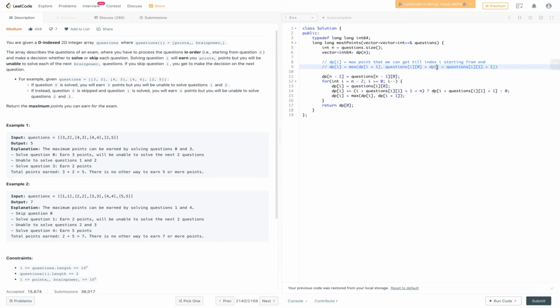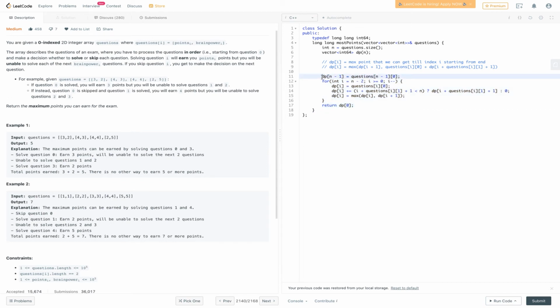Okay, we are not considering any index between I and questions I[1] plus 1 plus I, because we cannot attempt any question in between these two indices. And since we want the maximum possible value of the points that we can gain till index I starting from the end, we could either attempt the question, in which case we would have this point, or we could ignore the current question, in which case we would still consider the maximum point gained till index I plus 1. Okay, so this is what we have implemented here also.